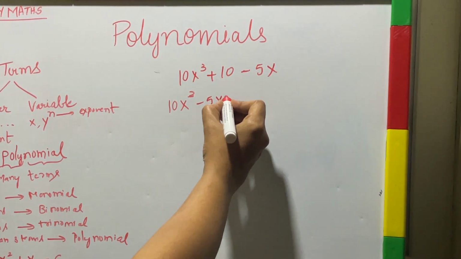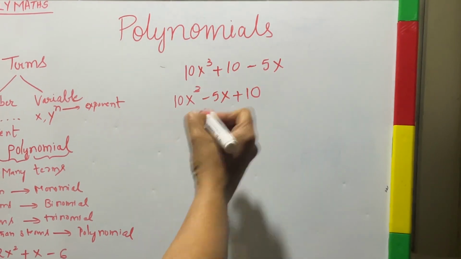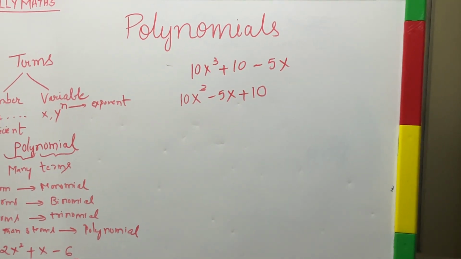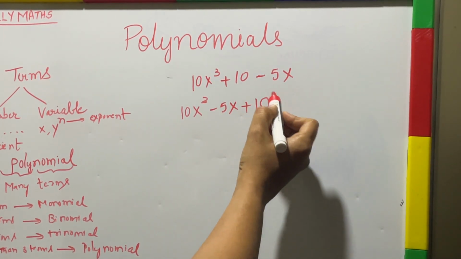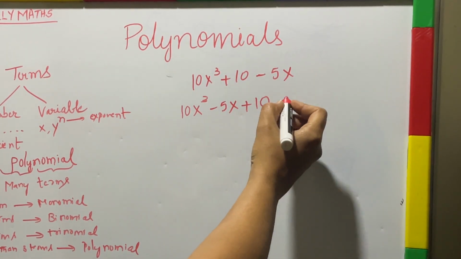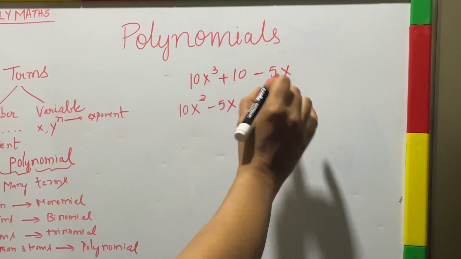So now here 10 is a constant. So here, as I told, 10 is a constant because it has a variable with a 0 degree.